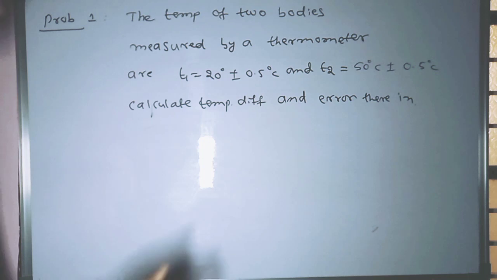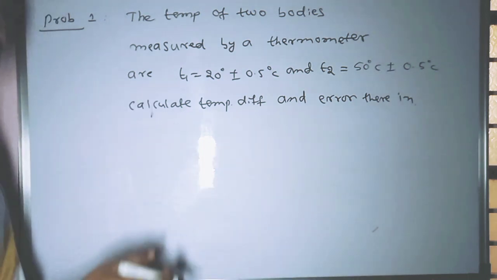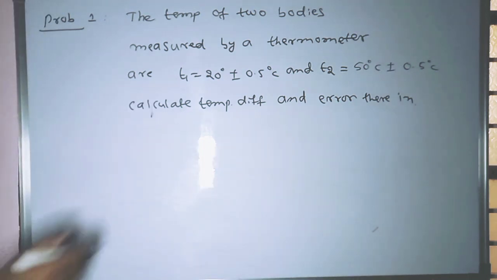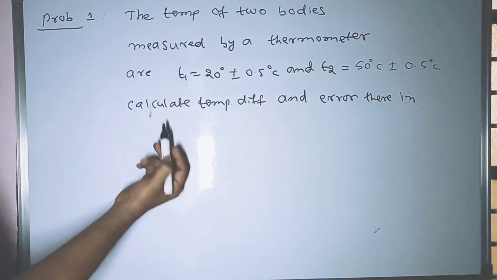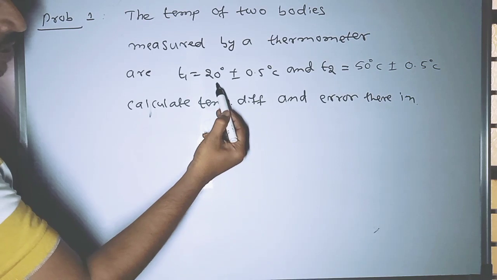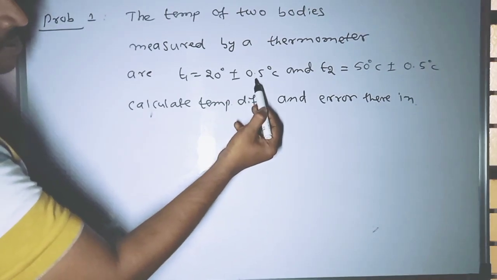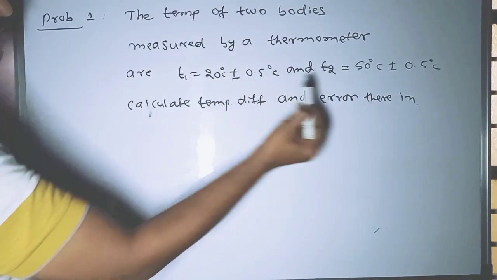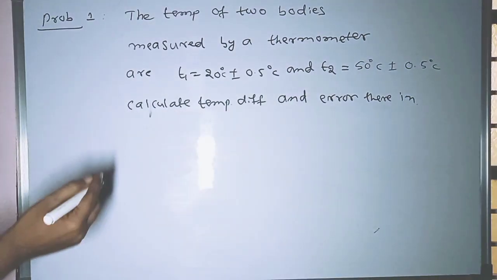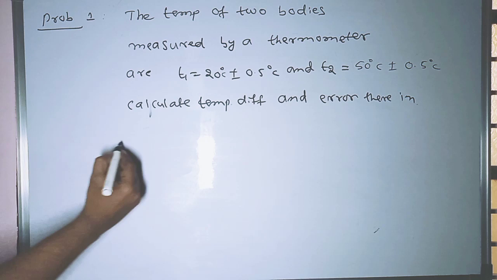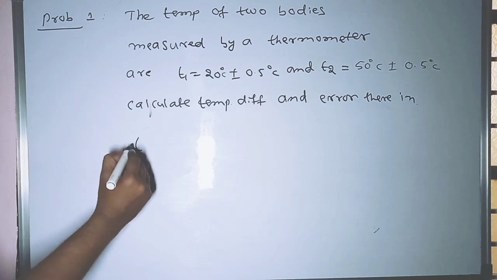So this is the problem based on the previous topic. The temperatures of two bodies are measured by a thermometer. T1 is equal to 20 degrees centigrade plus or minus 0.5 degrees centigrade, and T2 is equal to 50 degrees plus or minus 0.5. Calculate the temperature difference. So first of all, we go with the temperature difference.